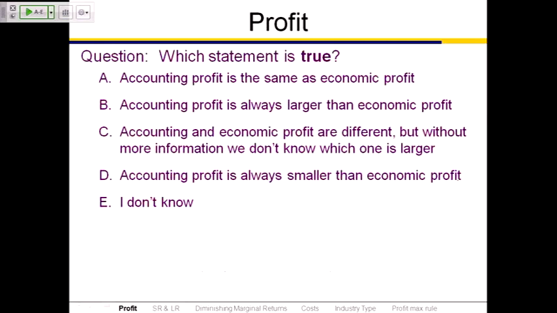So let's try a question that you had on Monday. Which of these statements is true? Accounting profit is the same as economic profit. Accounting profit is always larger. Accounting and economic profit are different, but we don't know which one is larger. Accounting is always smaller, or E, I don't know.